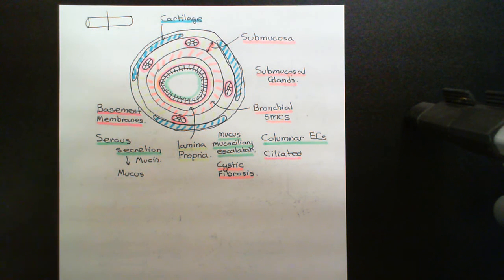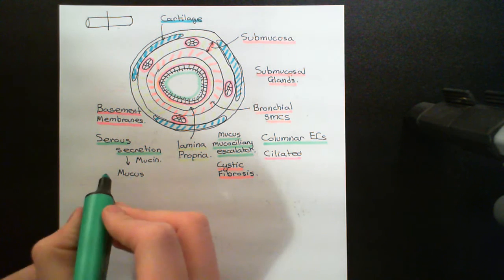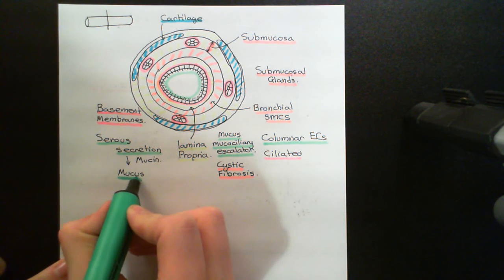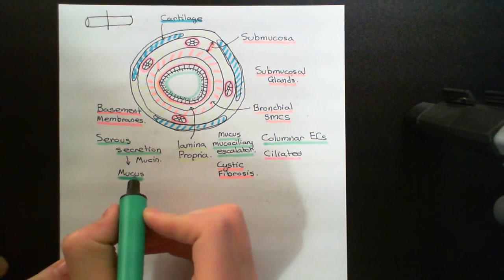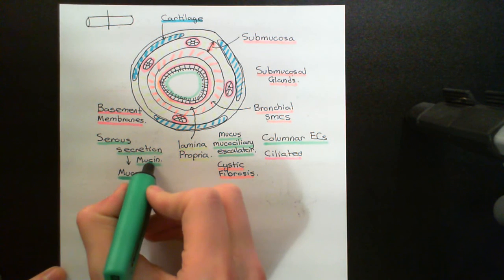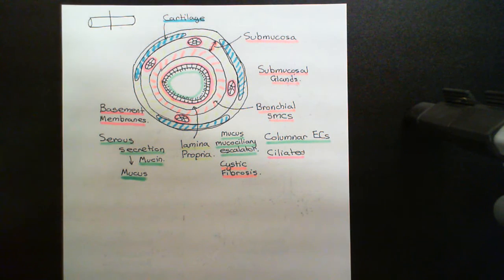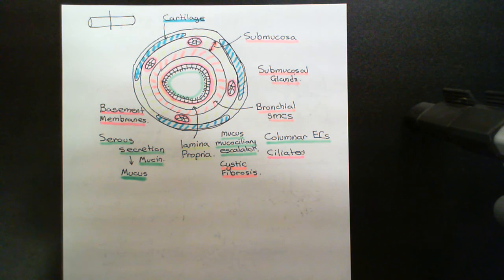So it's majorly just going to consist of water and salt. So it's not very viscous at all, it's low viscosity. To turn that serous secretion into something that's sticky, a very high viscosity fluid, you have to add lots of things to it. And one of the principal things that is added is this protein known as mucin.